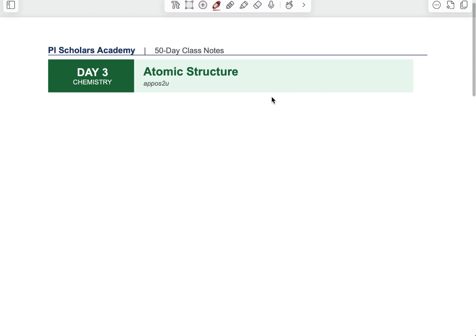And today we are doing chemistry. We're talking about the atomic structure. But before we talk about the structure of an atom, let's quickly talk about what an atom is. I know there's a common definition which says an atom is the smallest indivisible part of an element.